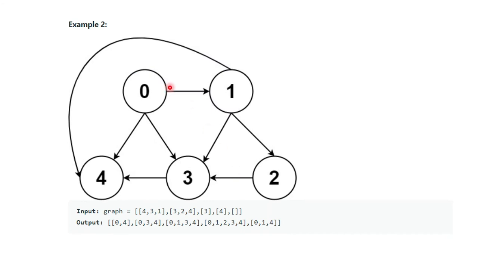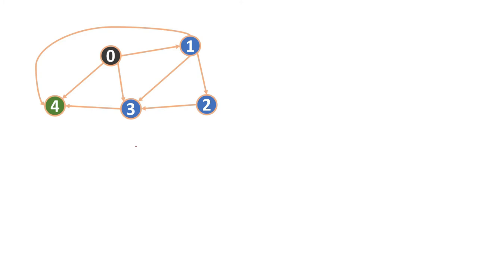Let's take another example. Here if you see it's a bigger graph, and here we have nodes 0, 1, 2, 3 to 4, and the adjacency list is given here. So we have to find all the paths from 0 to 4. We can see one path is the direct path from 0 to 4. Then we can get 0 3 4, then 0 1 3 4, 0 1 2 3 4, and 0 1 4. So these are all the possible paths from 0 to 4, and we have to return that as an answer. So how can we solve this problem?